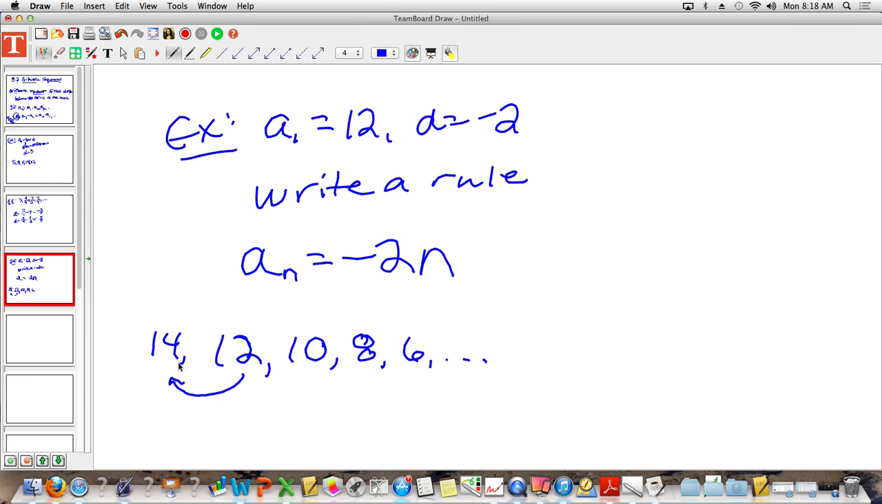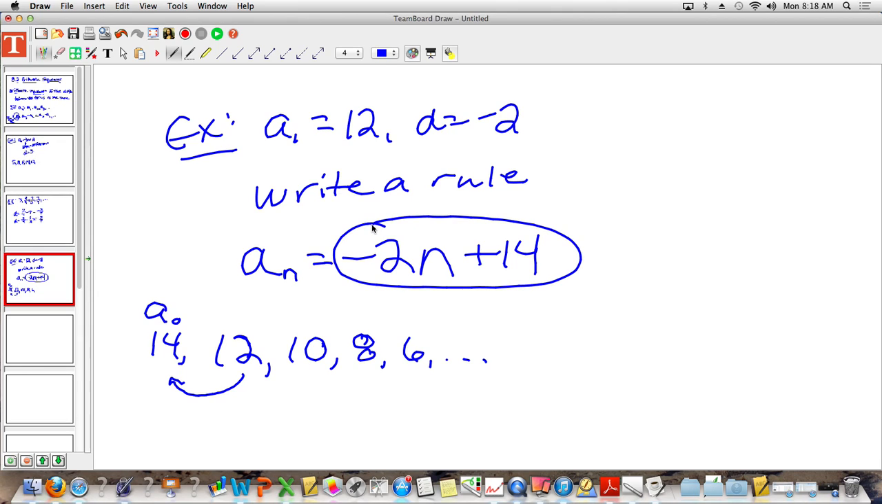So the 0 term would be 14. So we have negative 2n plus 14. Now what if I asked you guys to find the 172nd term? What would you do? Put it in the calculator. Yeah, you can type this in. This is like your y equals equation. Type this in, replace n with a, or make a table and replace it with whatever term number it is that you're trying to find.